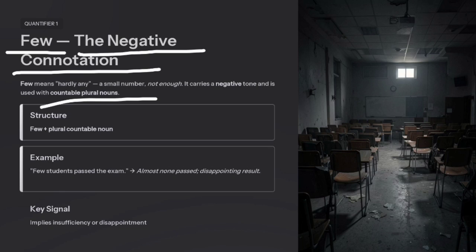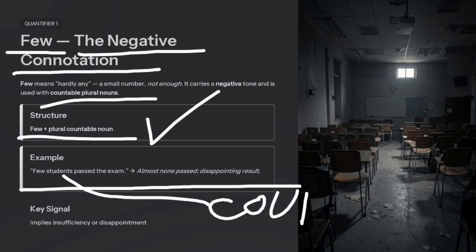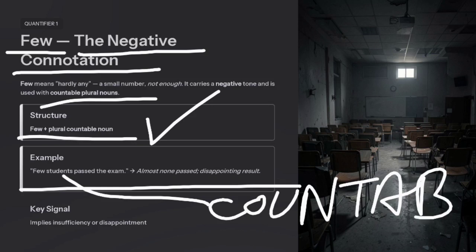If we look at its structure, we can see few is used with plural countable nouns. Let us discuss this specific thing with an example: few students passed the examination. Here students is a countable noun, because we can count students. How many students? 1, 2, 3, 4 and so on.